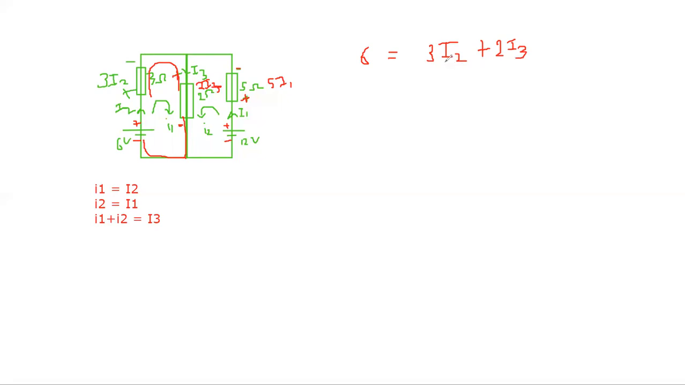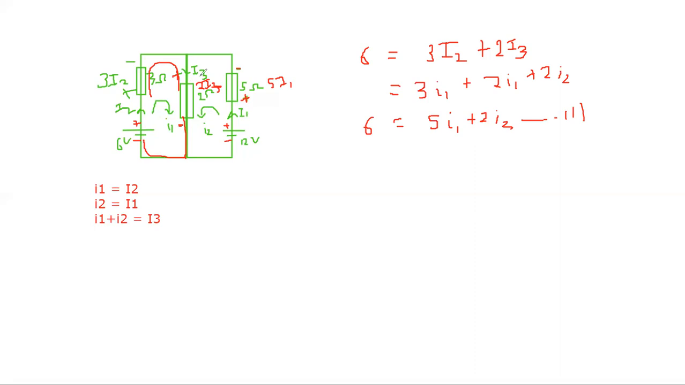Now, these are branch currents. You cannot write a loop equation or a mesh equation with branch currents. You have to convert them into loop currents. So instead of 3 I2, you write 3 i1, and instead of 2 I3, you write 2 i1 plus 2 i2. Finally, your equation is 6 equals 5 i1 plus 2 i2. This is your equation 1.